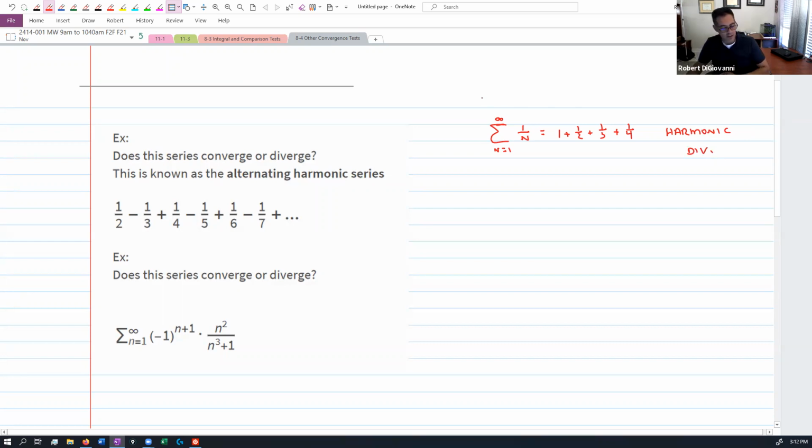This, though, is basically this series. This one starts at 1/2, but we already talked about how if you're just missing one piece, it doesn't impact the convergence or divergence. So we're missing the one, but other than that, it's this series with alternating signs. So this would be known as an alternating harmonic series. So let's figure out if it converges or diverges.